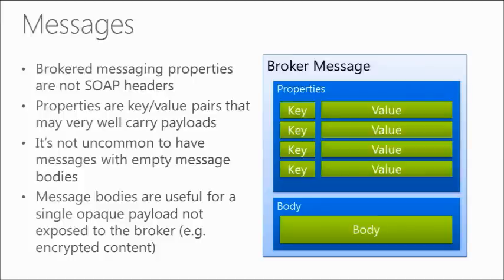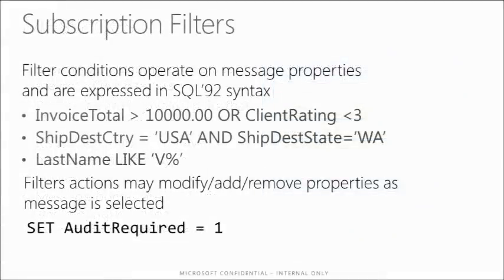What we see people do is ignore the body altogether and just put most data into the key value pairs, because that's just easier to handle. Also, because you can filter on them. In each subscription, you can put up to 2,000 rules. It's crazy. But you can put up to 2,000 rules that have a condition and an action. If the condition matches, so let's say invoice total is greater than 10,000, or client rating is smaller than 3, then the message gets selected, and then you can also set a property on the message.